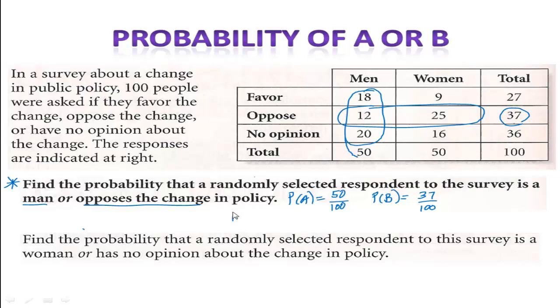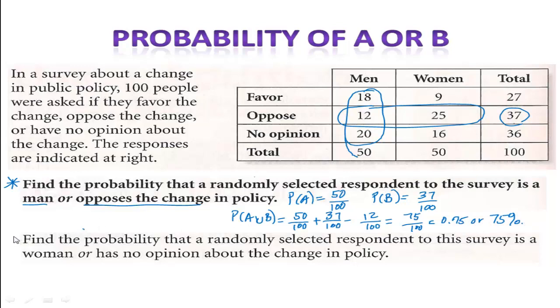So to calculate the probability of A or B, I have to add the probabilities, and then I have to subtract 12 out of 100, which are men. Okay, so that would be 50 and 37 is 87, minus 12 is 75 out of 100, which is 0.75 or 75%.